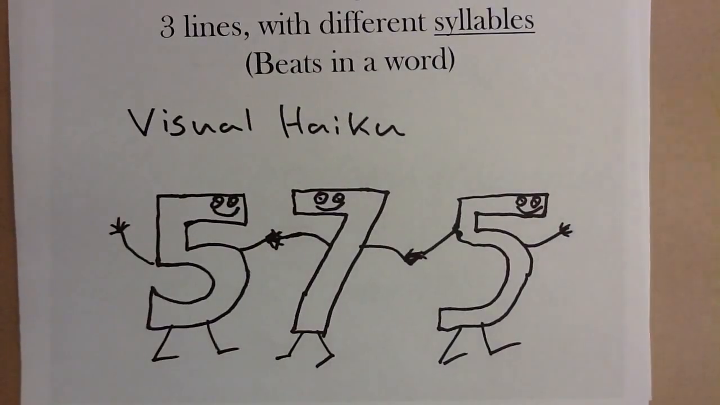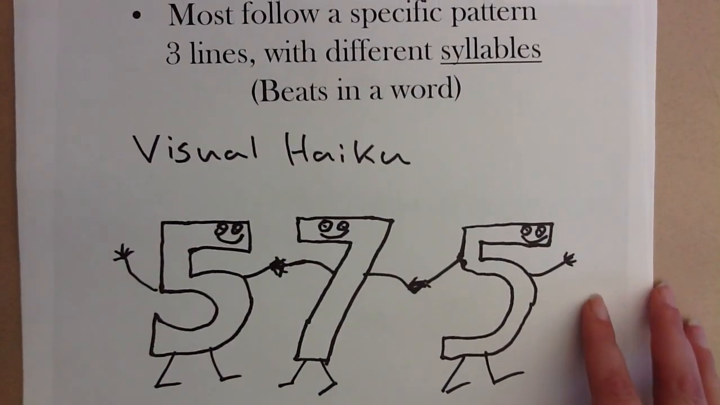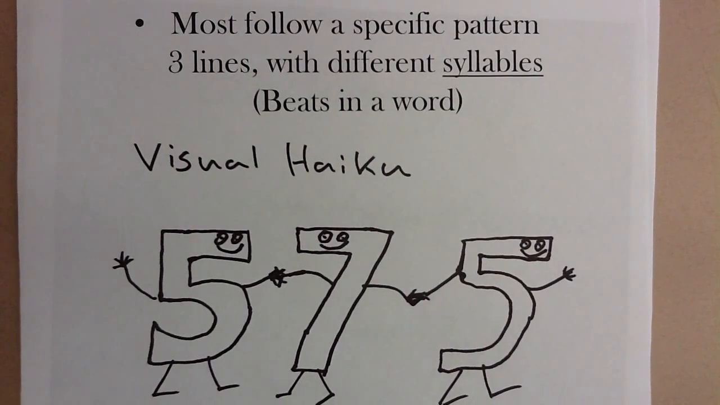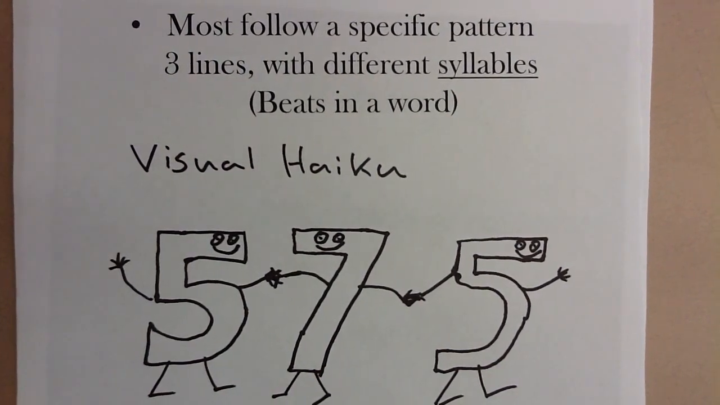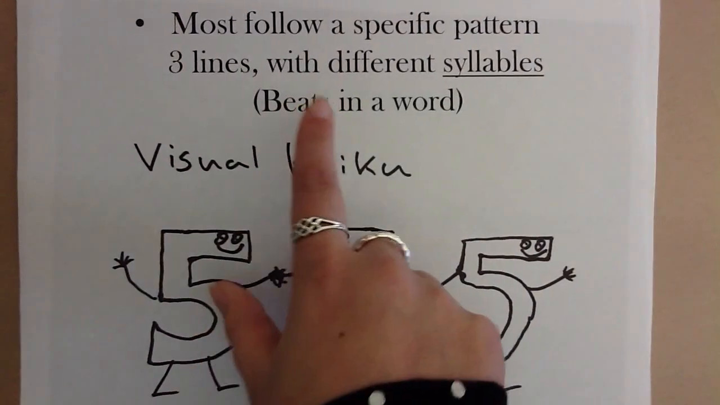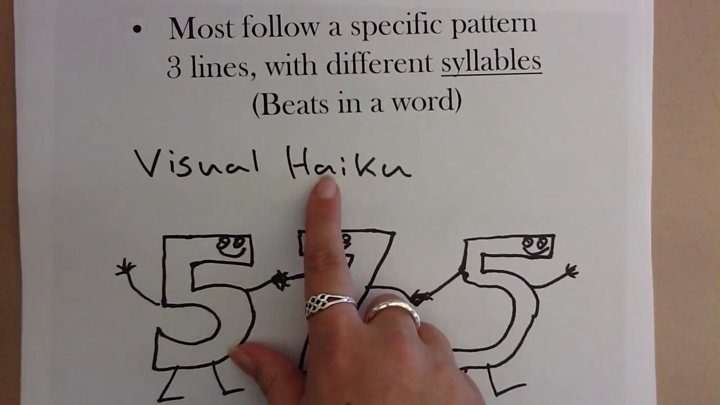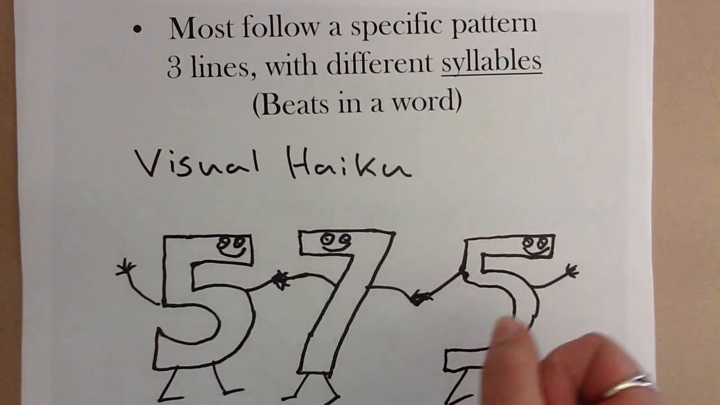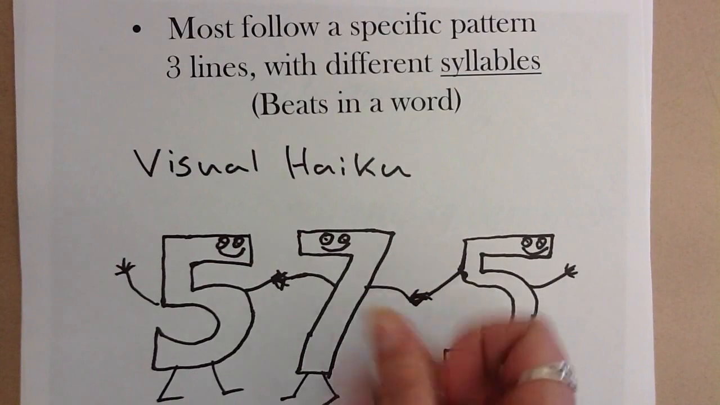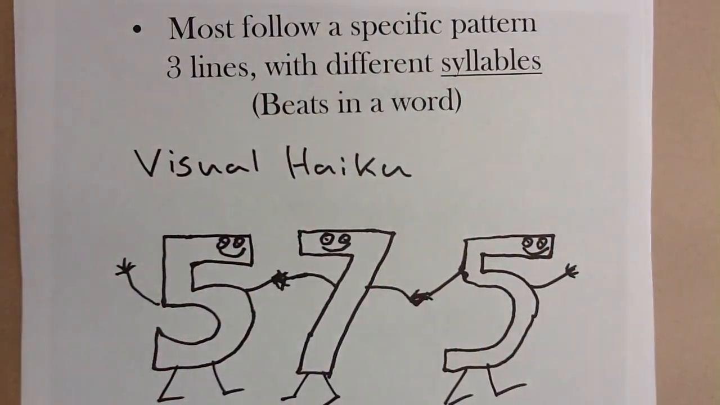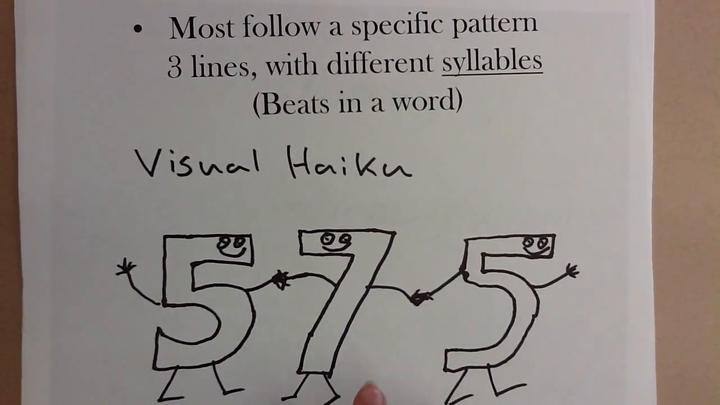Now, haiku poetry has a very certain type of pattern to it. Okay? And it has 3 lines with different syllables. Now, what is a syllable? A syllable is a beat in a word. So, for example, the word haiku has 2 syllables. Haiku. Just like that, 2 syllables. The word introduction has 4 syllables. Introduction, 4 syllables.